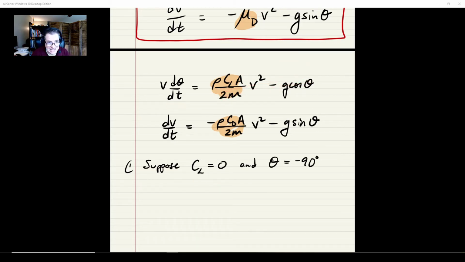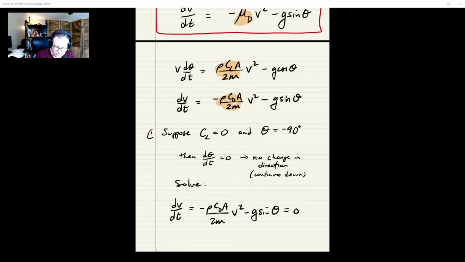Now that means dθ/dt times the velocity will equal 0. Of course, the velocity will increase, but the angle won't change. There'll be no change in the angle. It'll be continually pointing down. And so what we can actually look at is the change in the speed. What we'll uncover here is the terminal velocity, an expression for the terminal velocity. By taking the assumption that the coefficient of lift is 0 and it's pointed directly downward, we can conclude there's no change in the angle. The change in the angle over time has to be 0, and that means it'll just continue going down. No surprise: no lift, and it's pointed downwards.